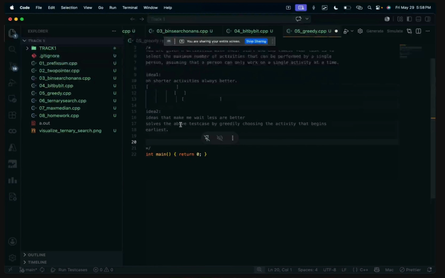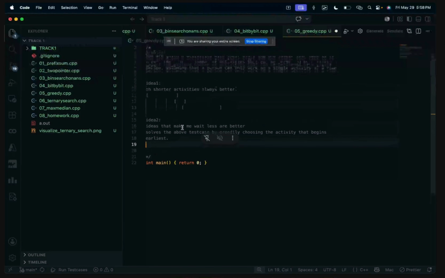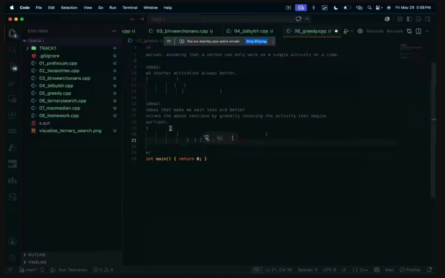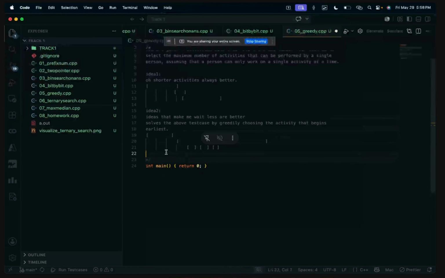What can happen here is just because an activity starts early does not mean that it ends early. Say you have an activity like this, and then an event immediately after this which takes a huge amount of time, and say you have multiple shorter events here. What you could have done is activity 1 and then jump to activity 3, activity 4, and activity 5. But since you stuck to this idea, you would have waited the least amount of time and done just activity 1 and 2. So idea 2 is also suboptimal.